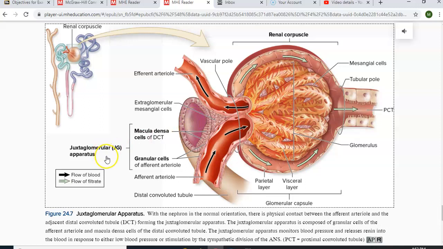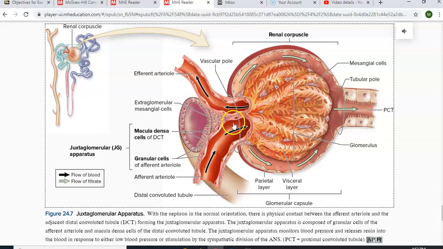So the juxtaglomerular apparatus, part of the cells that make this apparatus up, they're called the macula densa cells, and they're part of the distal convoluted tubule, and they're special cells. It's kind of hard to tell, but they are a little bit taller than the other cells that are making up the wall of the distal convoluted tubule. But those are the macula densa cells, and we'll talk about their actions. But they're making up part of the juxtaglomerular apparatus.